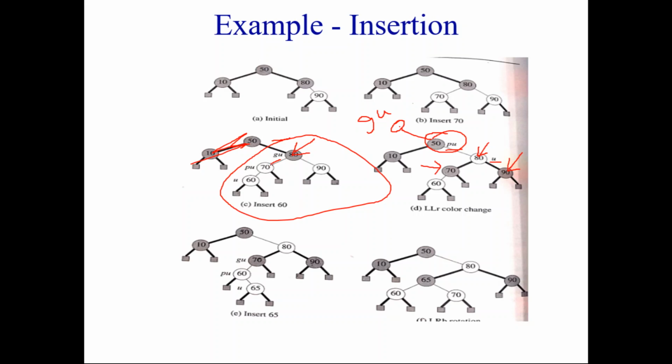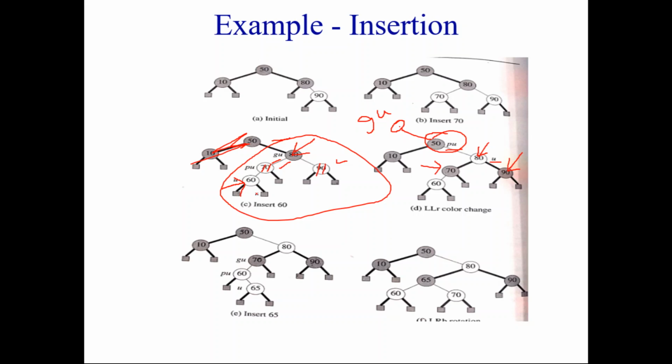Now what we will do? Can you change the color of the new node? No, the new node should not be changed. It should be red only. So which color should we change? We should change the parent and parent sibling color. So these two will become black. That's it. You get it?